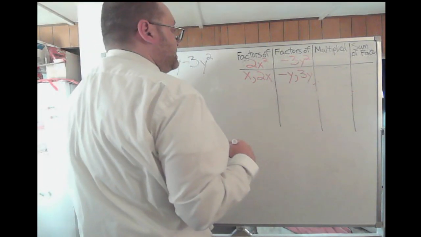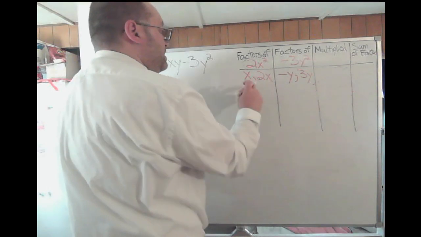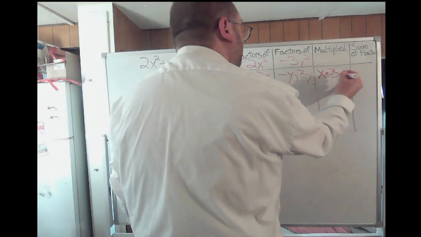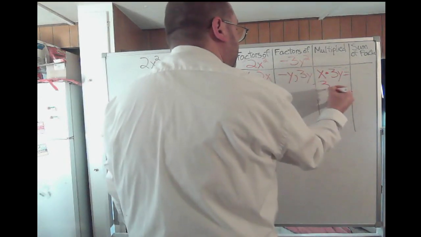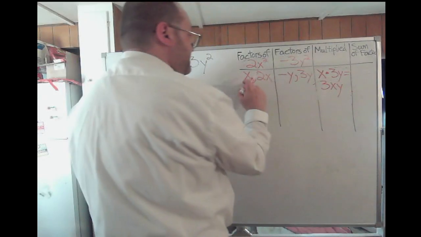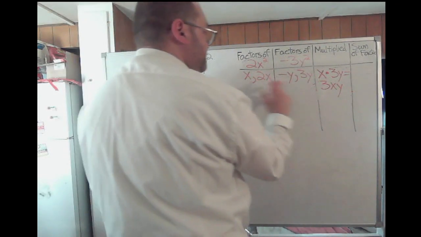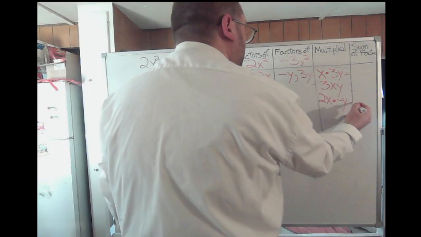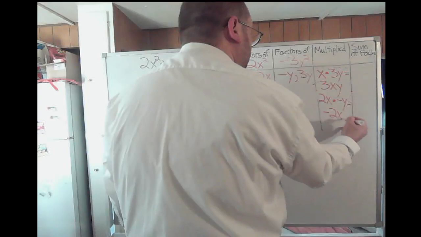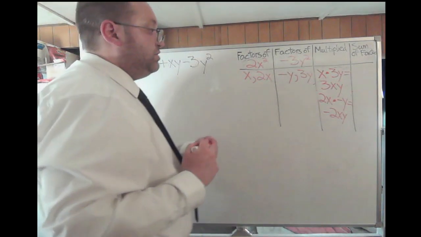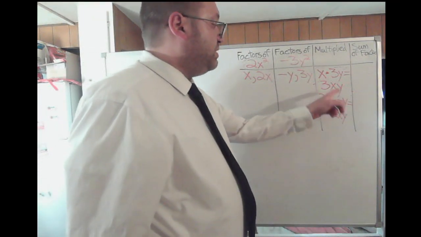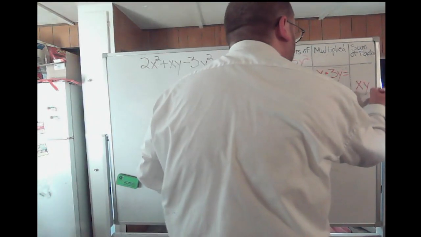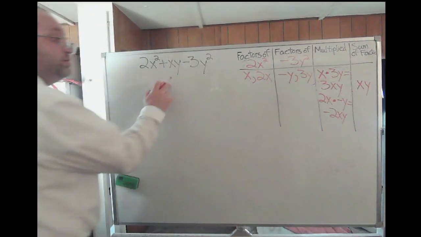What if I took x times 3y? If I take x times 3y, I'm going to get 3xy. So I took x times 3y, that means I have left 2x times negative y, which would give me negative 2xy. Now, if I take the results, the 3xy and negative 2xy, add them together, I get positive xy, which is exactly what I'm looking for, the middle term.